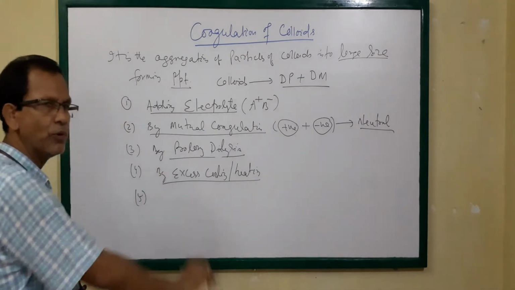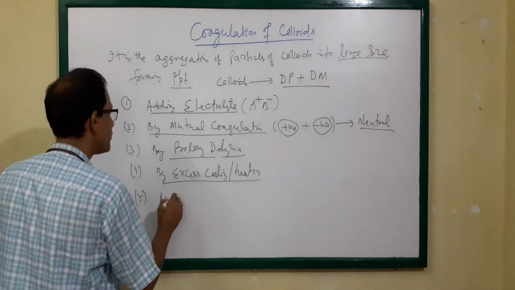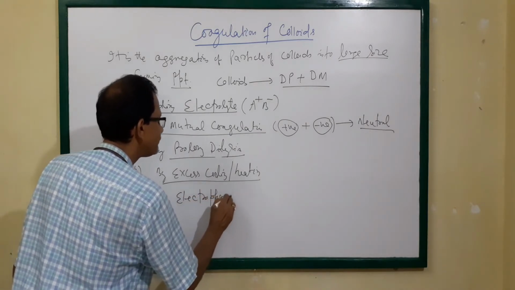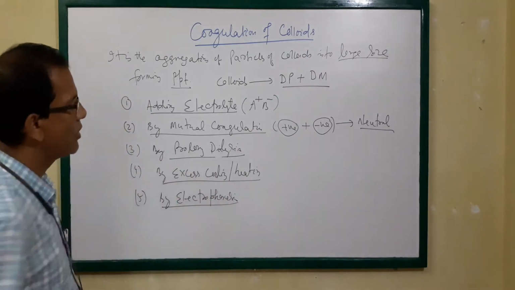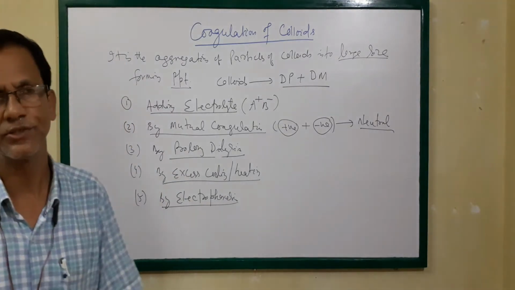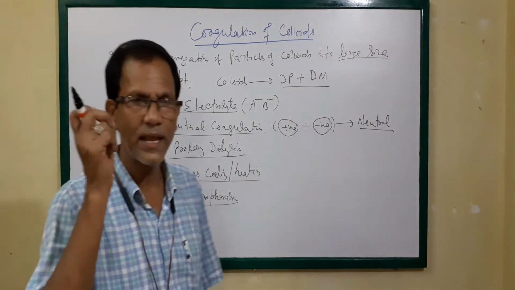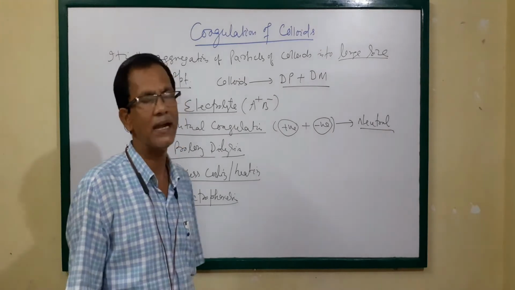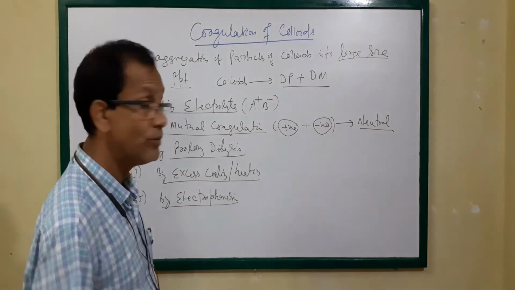Fifth one is very important, that we have already read, that is by electrophoresis. By electrophoresis, we can also coagulate the colloidal particles. If you continue the electrophoresis process, then the charged particles will be attracted towards the opposite charge electrode, and at the opposite charge electrode they will be coagulated and settled.